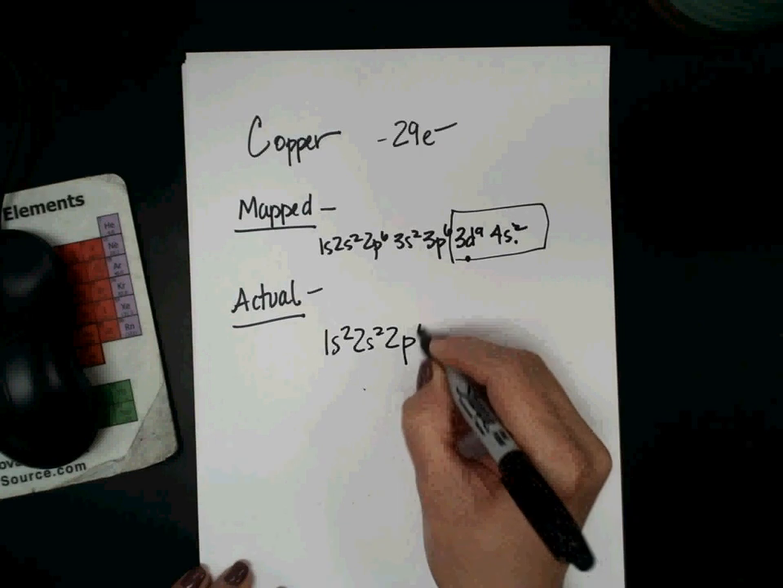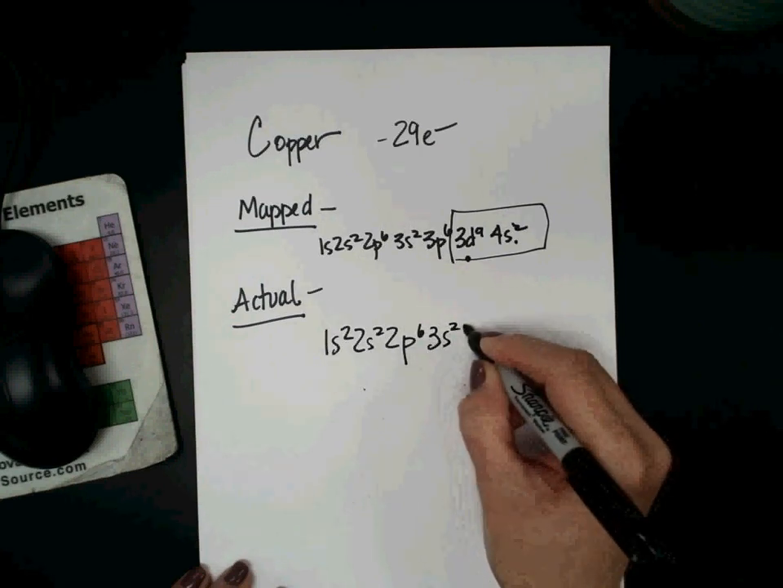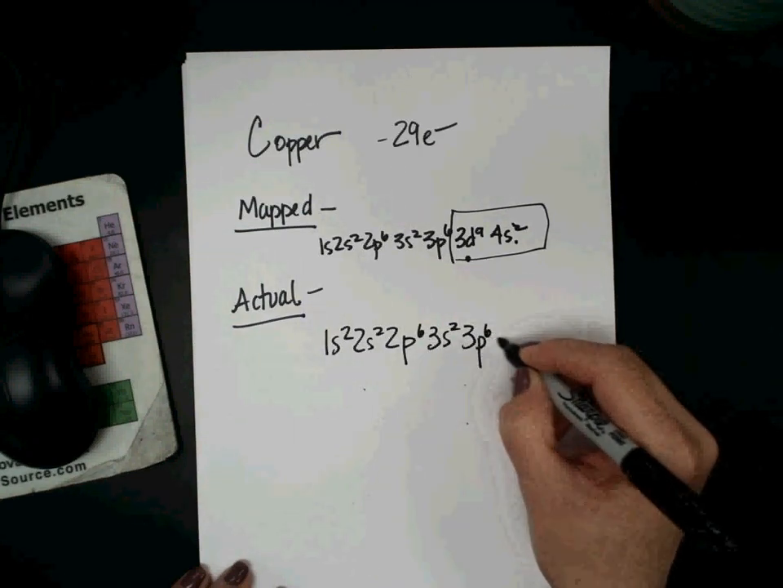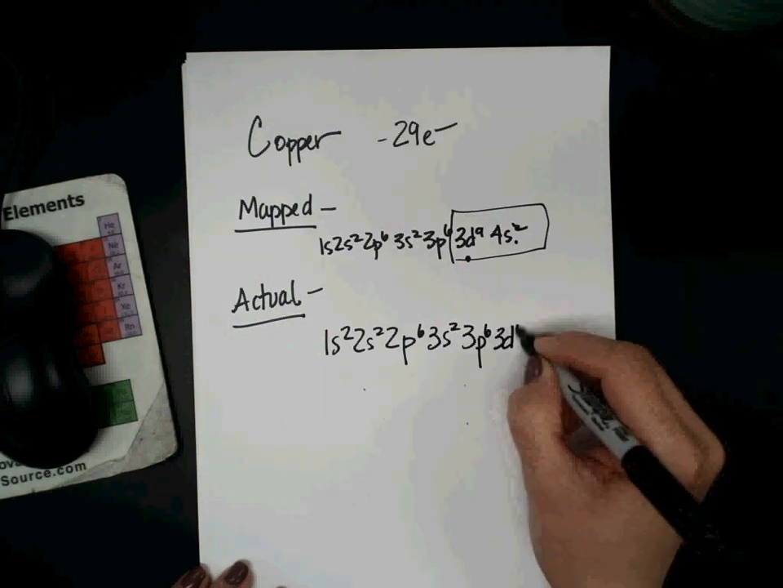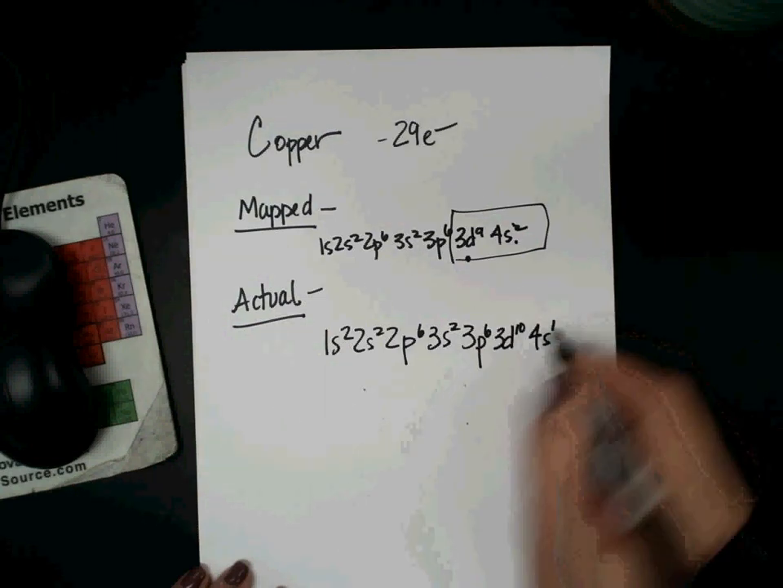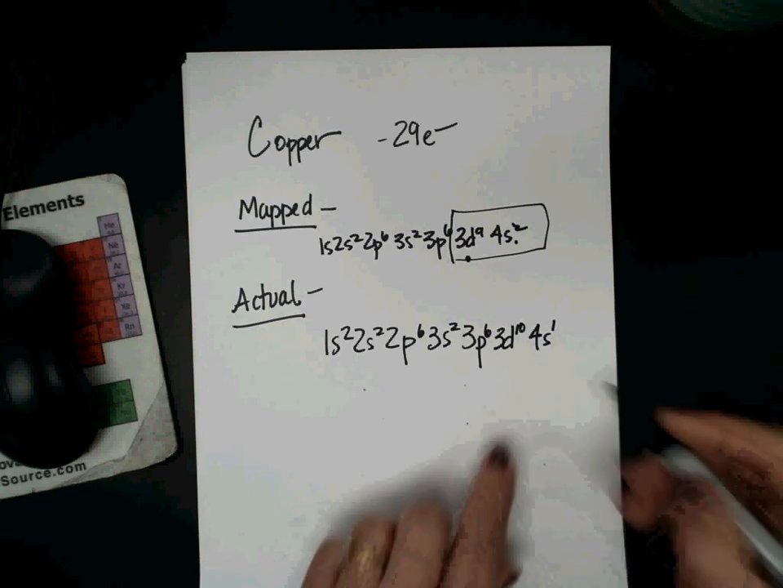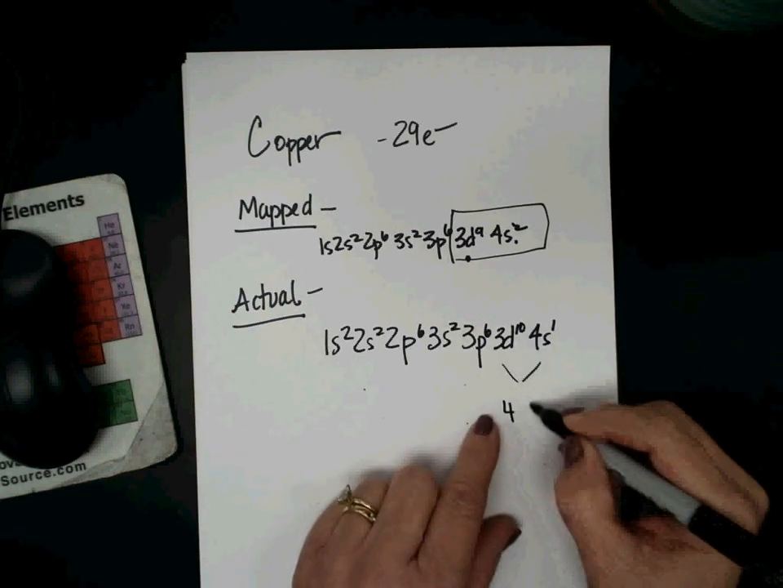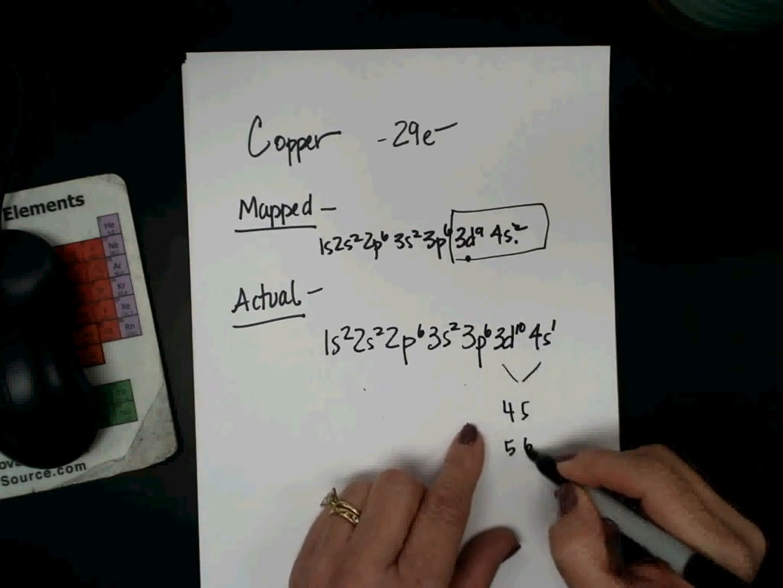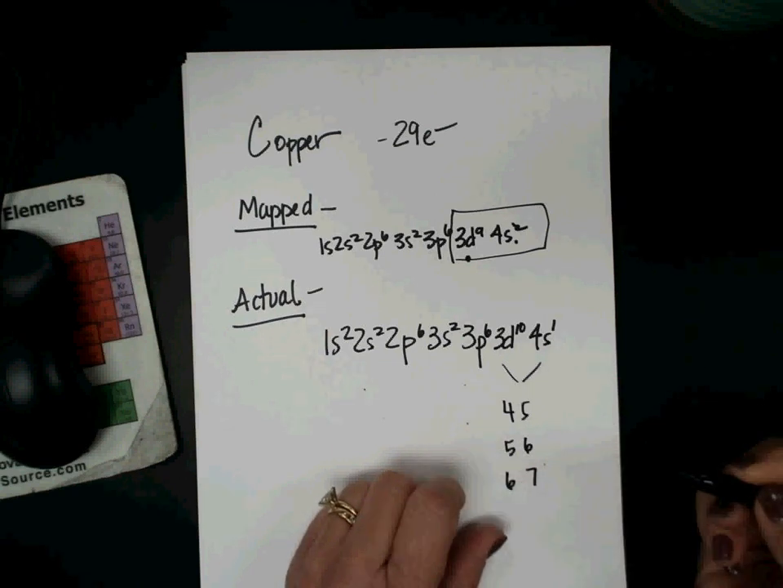So the actual looks like this: 1S2, 2S2, 2P6, 3S2, 3P6, 3D10, 4S1. This same thing would happen right here if I were dealing with 4 and 5, 5 and 6, 6 and 7.